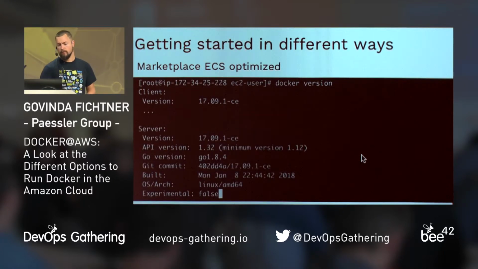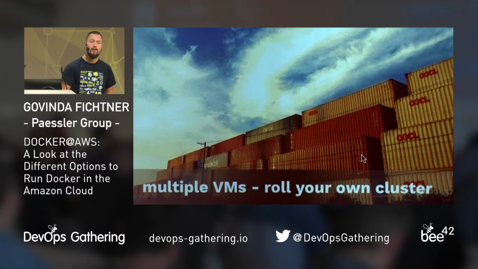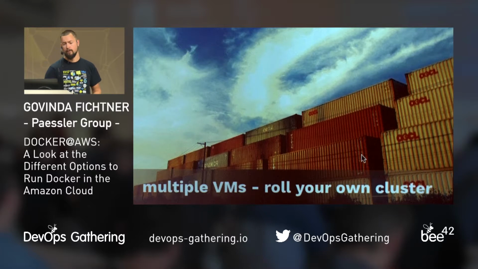Another option for a single virtual machine is to use an optimized AMI from AWS. It's provided on the marketplace, so you wouldn't find it in the standard list of AMIs. And yeah, this already includes Docker, right? So you don't have to install anything. Well, then the next thing is, instead of just running one virtual machine, you run multiple virtual machines. Probably you roll your own cluster, and then you're able to run some more containers.